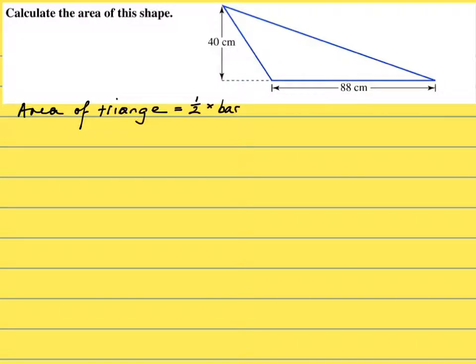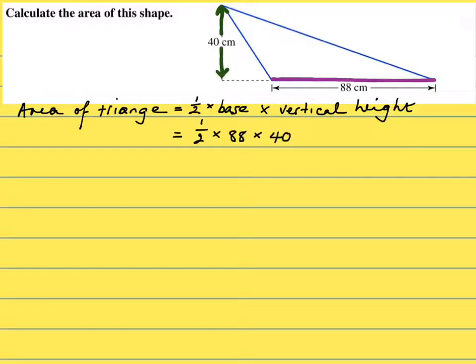The area of the triangle is half the base, there's the base, I've just coloured it in purple for you, times the vertical height. And the vertical height is that thing, right? That's the formula, and you will still get the area of just the triangle, nothing outside of it. So let's do it. It's half times 88, which is the base, times the vertical height, which is 40, and if you put that into your trusty calculator, you'll get 1760.